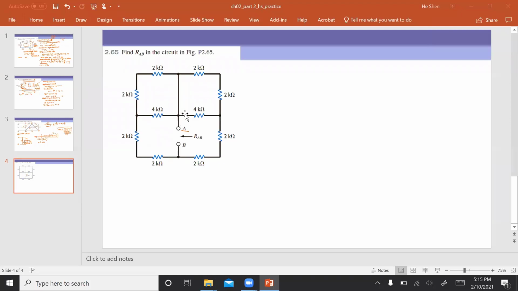What is the name of this node? Would that be A? Yeah, this is A. And how about this node here? A as well. Yeah, because there is nothing in here, right? And what is this node? B. Yeah, that's a B. So let's draw the equivalent circuit.